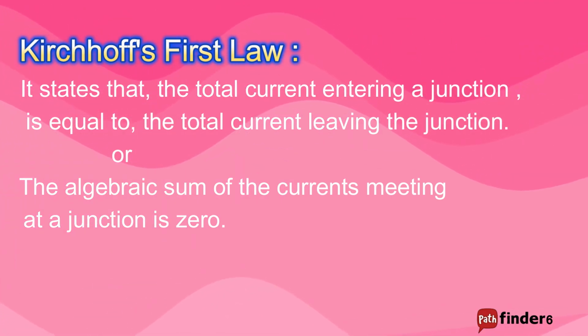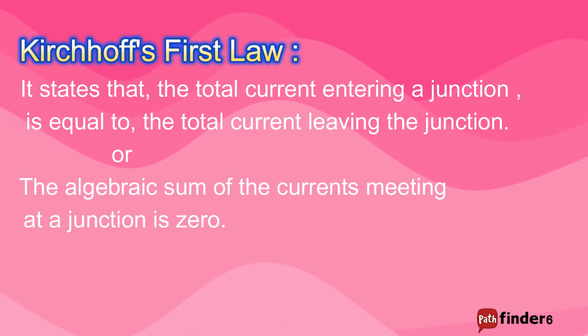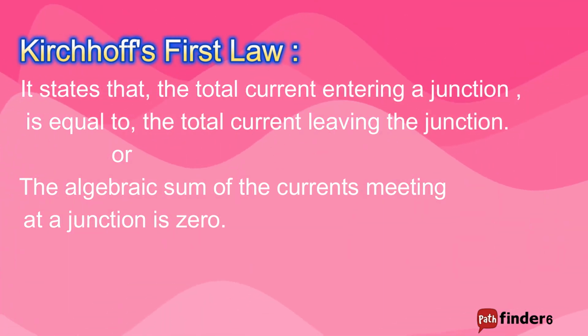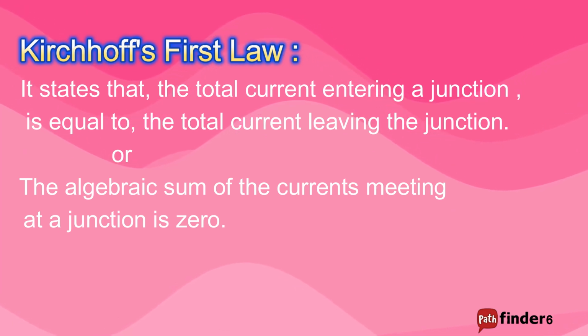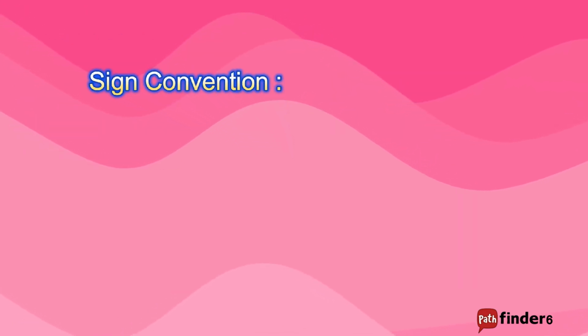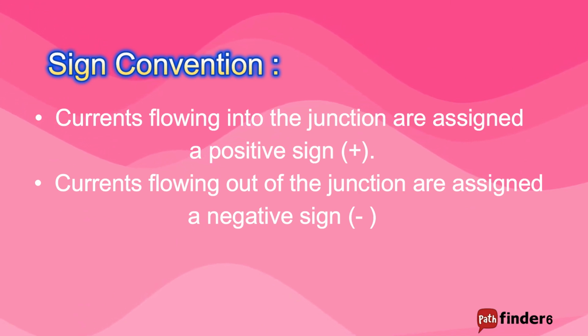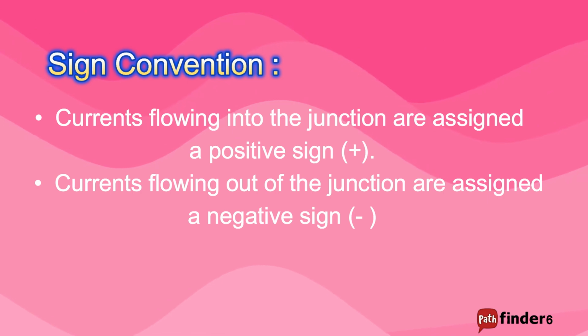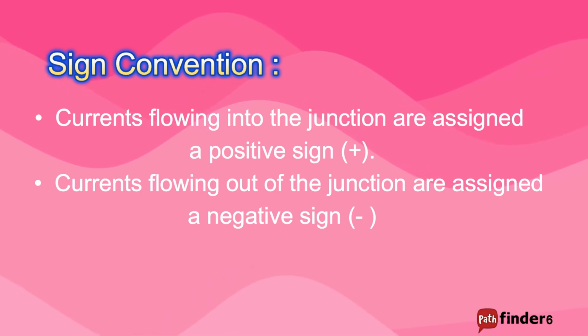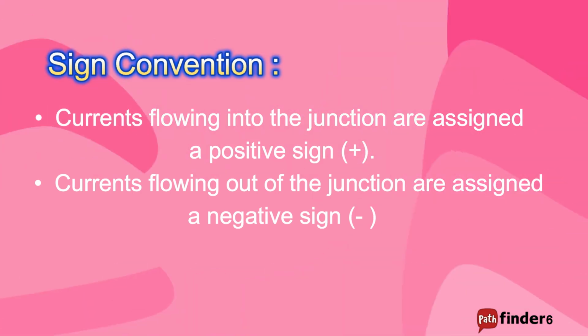The concept of algebraic sum refers to the addition of quantities while taking into account their associated signs, positive or negative. In the context of Kirchhoff's current law, this means summing up the electrical currents at a node or a junction with their respective signs. Currents flowing into the junction are assigned a positive sign. Currents flowing out of the junction are assigned a negative sign. This convention is opposite in nodal analysis. But for now, just remember this convention that the entering current will have the positive sign and the leaving current will have the negative sign.